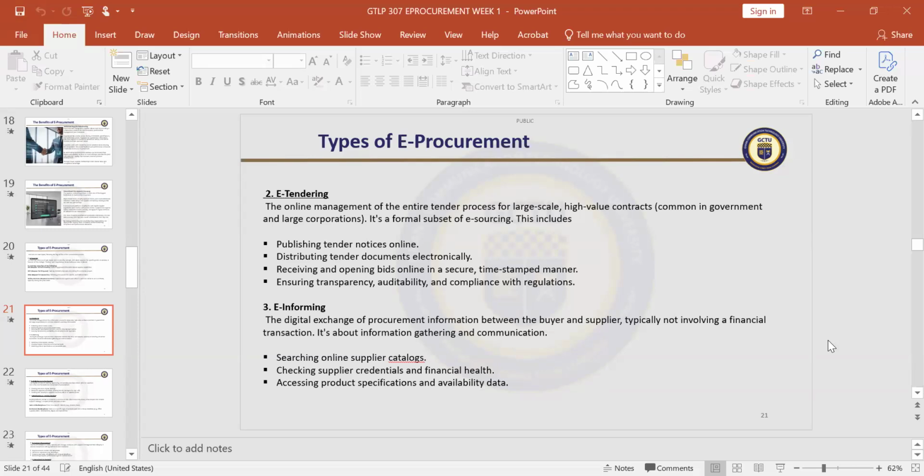So it involves searching online supplier catalogs. On the supplier side, the buyer has to get details. So sometimes they go online, or the supplier also has to upload. There are systems that require that you upload the details of your product, catalogs, pictures of your product, so that the buyers will have a real-time look at the product that you are selling to them. Also, checking supplier credentials and financial health. They ask for bid securities.